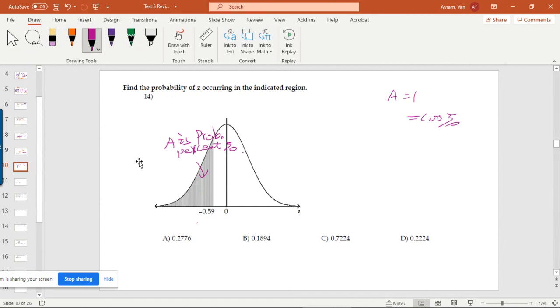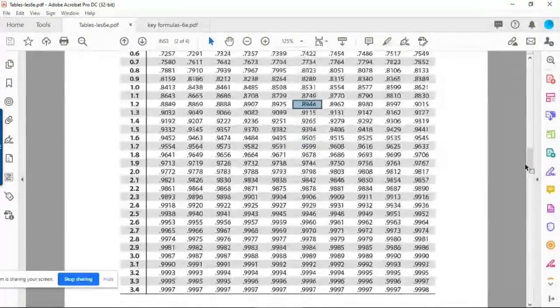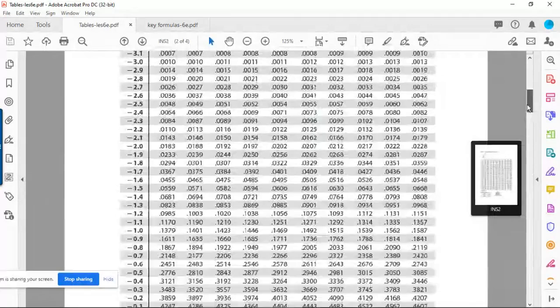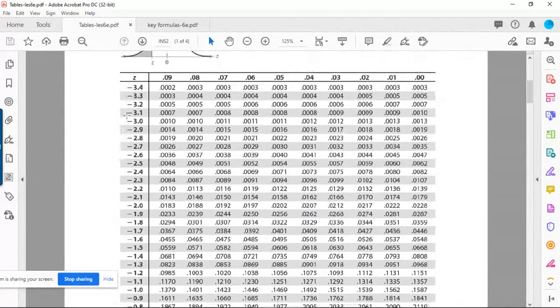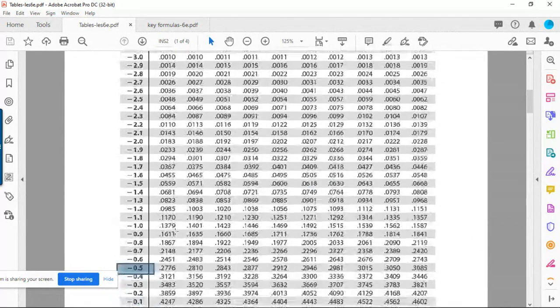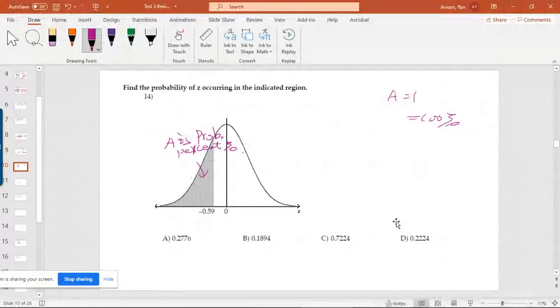The z-score is negative 0.59. You can just read the table. Just make sure you go to the negative one, negative 0.5 right here, right? But make sure you also read the top. So that is 0.2776. Okay, 0.2776 in here.